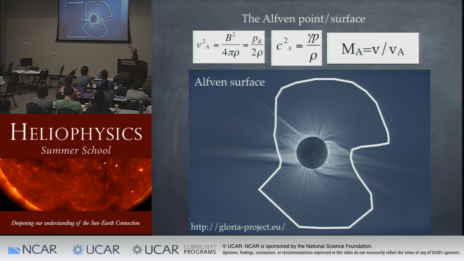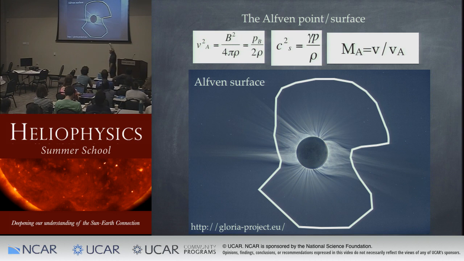Just a quick review of the concept of the Alfvén point, because it will be important for later. As the wind accelerates from the surface, at some point it reaches a point where the wind speed equals the local Alfvén speed. And what is the local Alfvén speed?